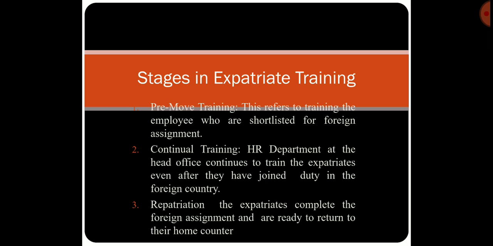Next is stages in expatriate training. The first stage is pre-move training. This refers to training the employees who are shortlisted for foreign assignments. Usually this training is provided to expatriate employees and their family members just before their actual placement in a foreign assignment. The main purpose of such training is to familiarize the employee with the language, culture, customs, and other technical features of the country to which they are posted.